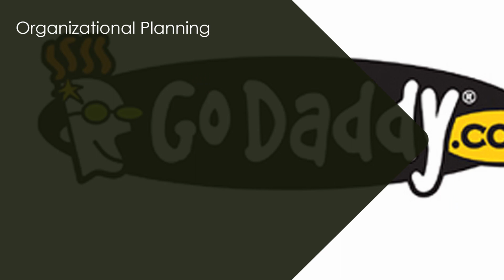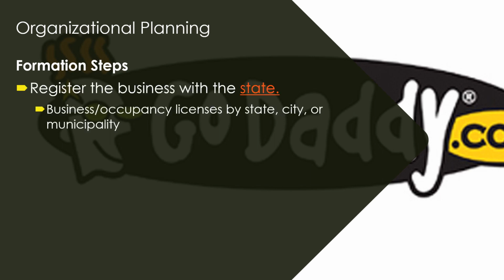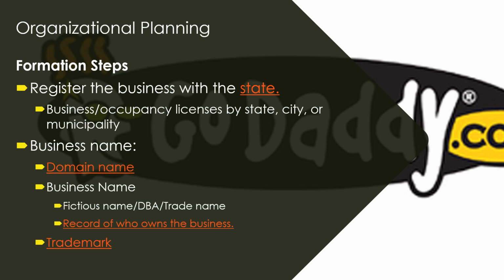Now, regardless of the type of business you choose, here are some basic startup steps. There are serious steps that you have to go through when starting a business. The first is you need to register the business with the state, and that's usually through the Secretary of State. You would need a business or occupancy license, which is by state, city, or municipality. You also will need a business name, and that name has to be registered by the state.